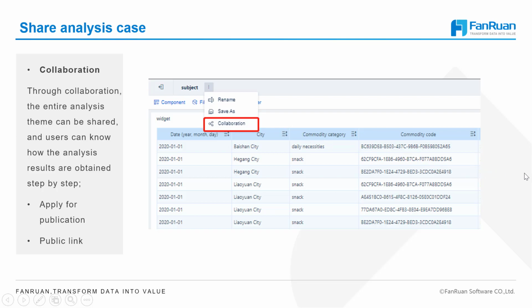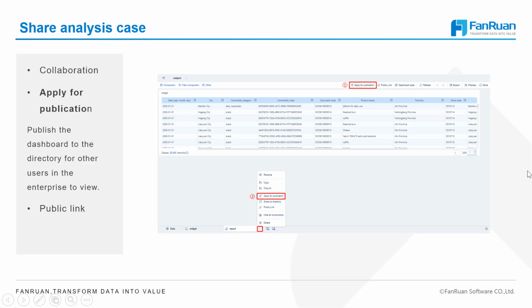The second way of sharing analysis case is to apply for publication. The dashboard can be published to the directory for other users in the enterprise to view. It is more suitable for the important dashboards that will be used regularly for a long time in the company.